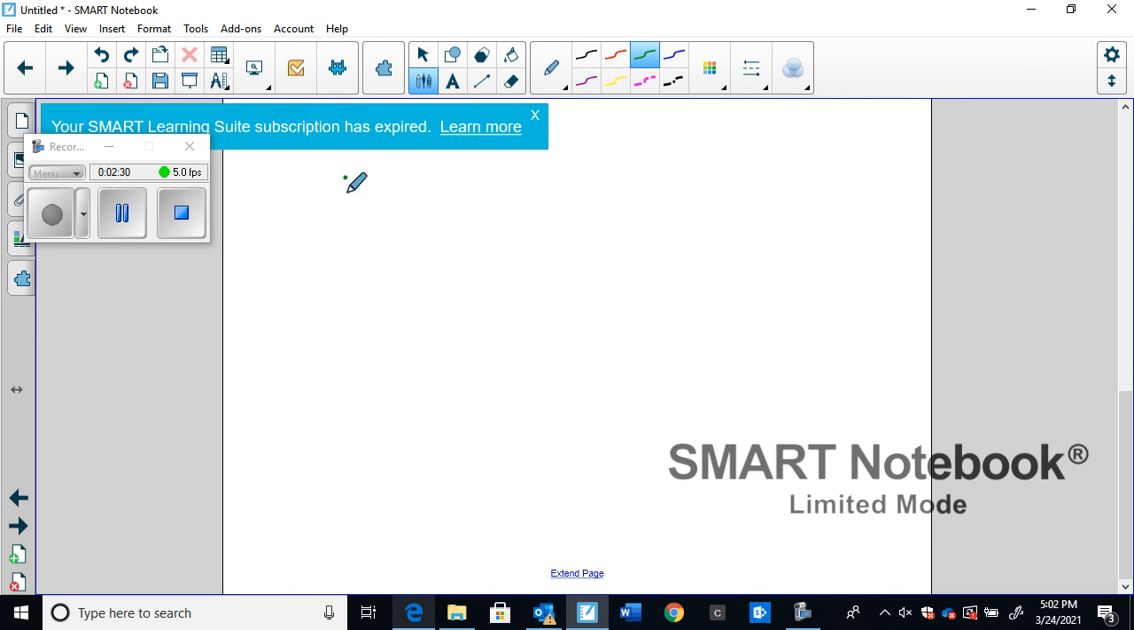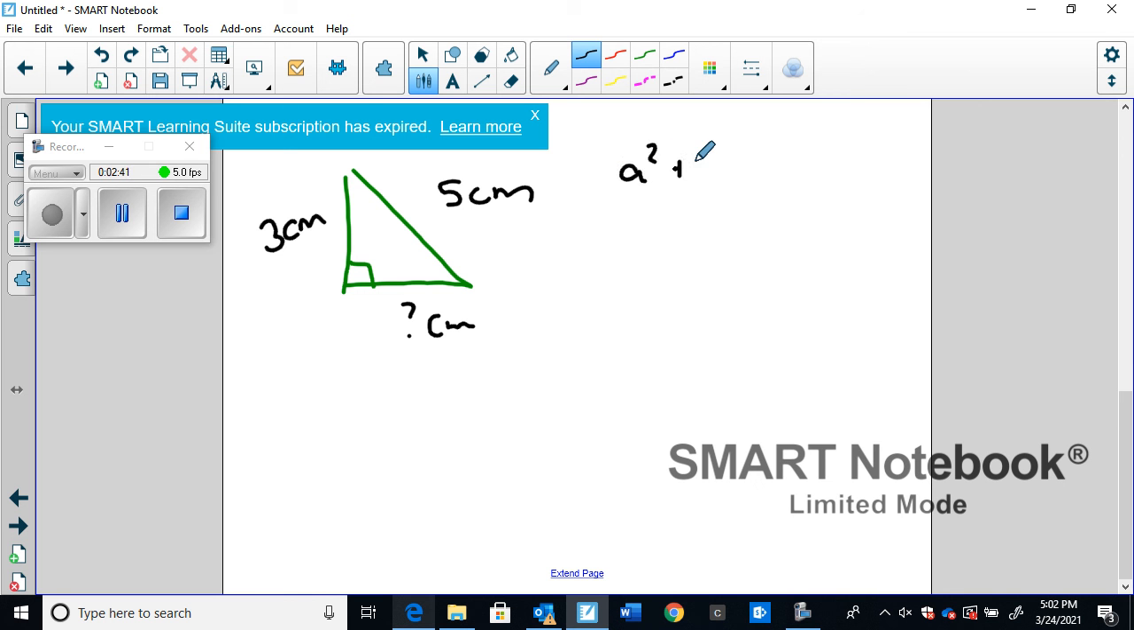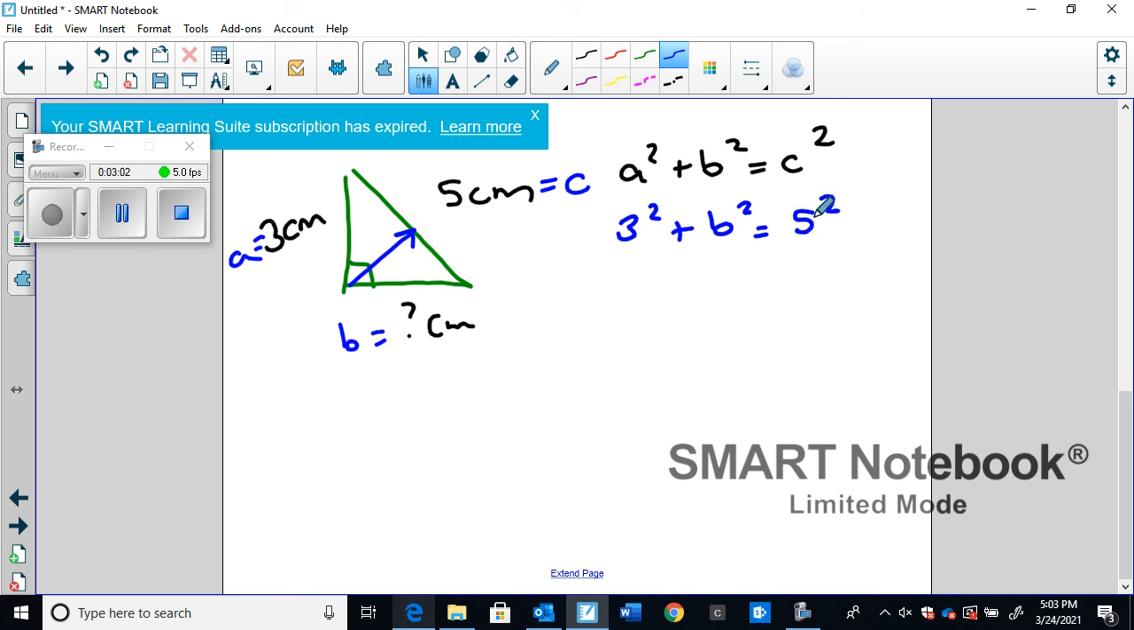Now, if I give it to you in a different way, I said this is 3 centimeters, this is 5 centimeters. What is this side length? We still use our formula the same way. I label my sides, so diagonal from the 90 degrees is C. These can be either one, so I'm going to say that's A, that's B. Okay, and then I fill in my formula. So A was 3, so 3 squared, plus B, well, B we don't know, so we're going to leave that one as B squared. And C is going to be 5, so 5 squared.